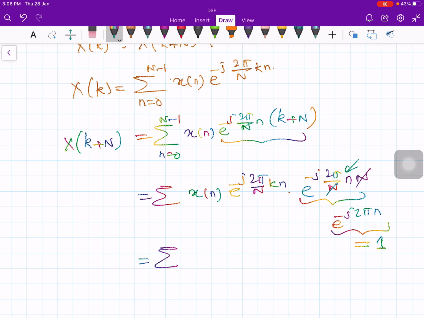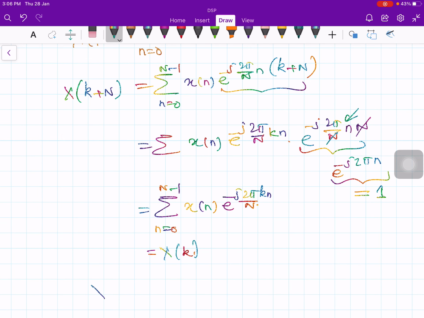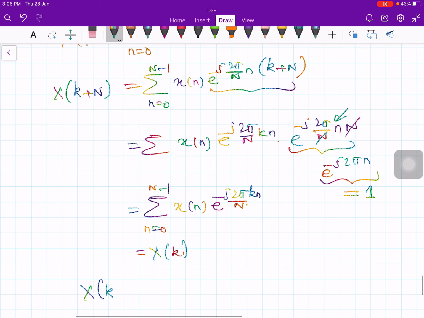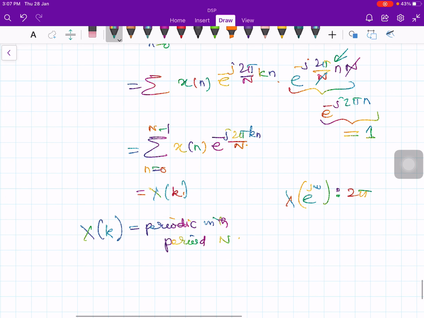So again you will end up with x of n e to the minus j 2 pi kn divided by capital N, where n is equal to 0 to N minus 1. This is once again X of k. So here X of k is periodic with a period of capital N. Previously we stated that X of e to the j omega is periodic with period 2 pi, but this X of k is periodic with the period, how much? Capital N.